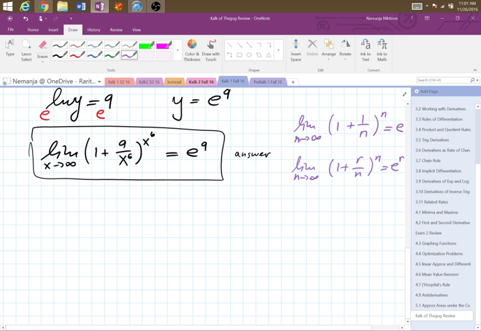Now you say, but I have this x to the 6th. And I say, so make a substitution. n equals x to the 6th. So x is equal to the 6th root of n, if you want to. The limit as the 6th root of n goes to infinity of (1 plus 9 over n) to the n.